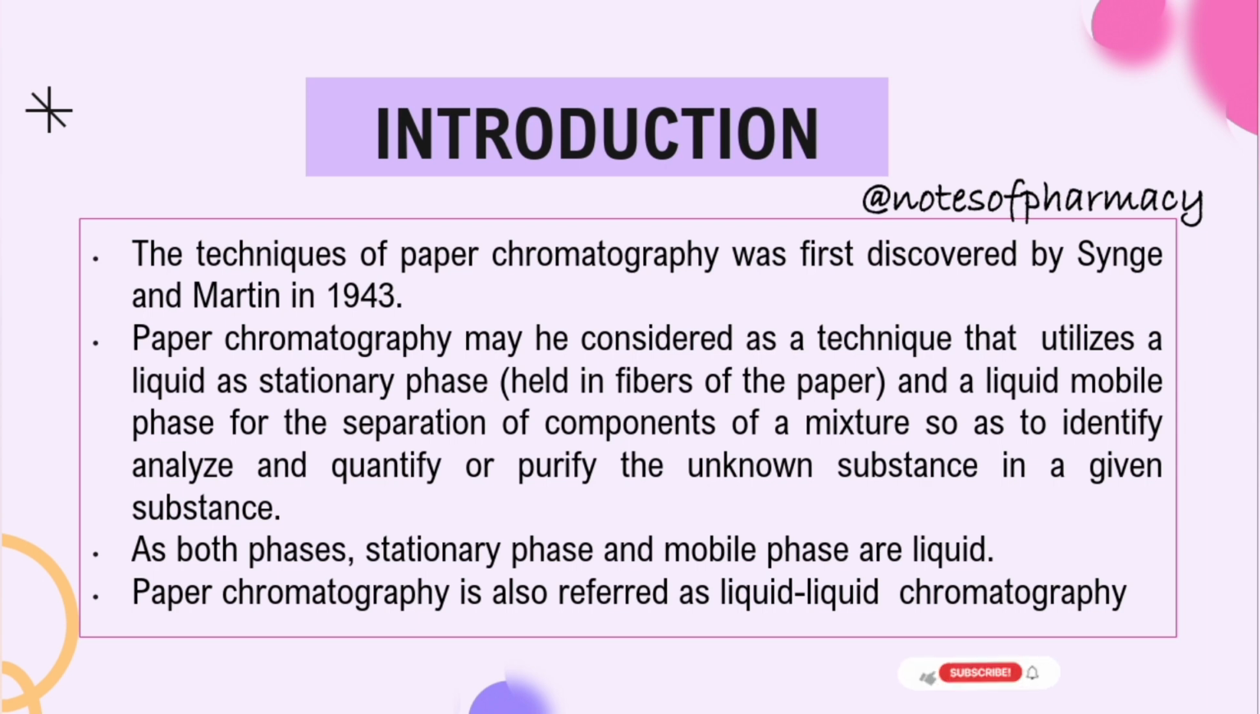Coming to the introduction. The technique of paper chromatography was first discovered by Consden, Gordon and Martin in 1943. Paper chromatography may be considered as a technique that utilizes a liquid as stationary phase and a liquid mobile phase for the separation of components of a mixture, so as to identify, analyze, quantify or purify the unknown substance in a given mixture. As both the phases, stationary phase as well as mobile phase, are liquid, paper chromatography is also referred to as liquid-liquid chromatography.